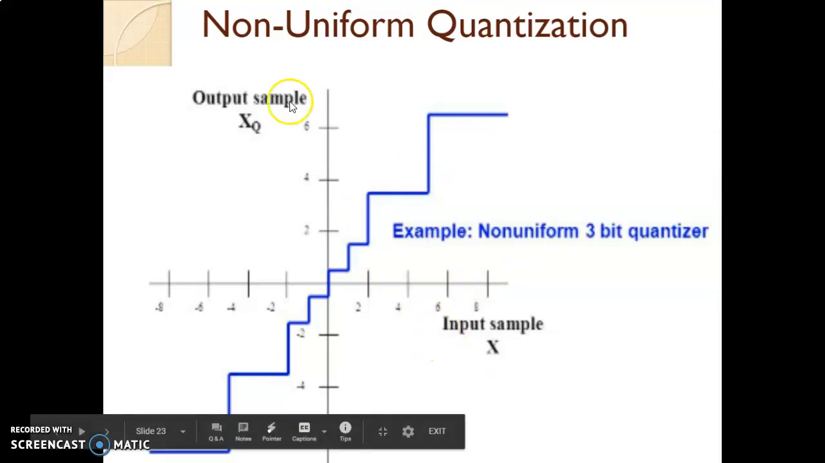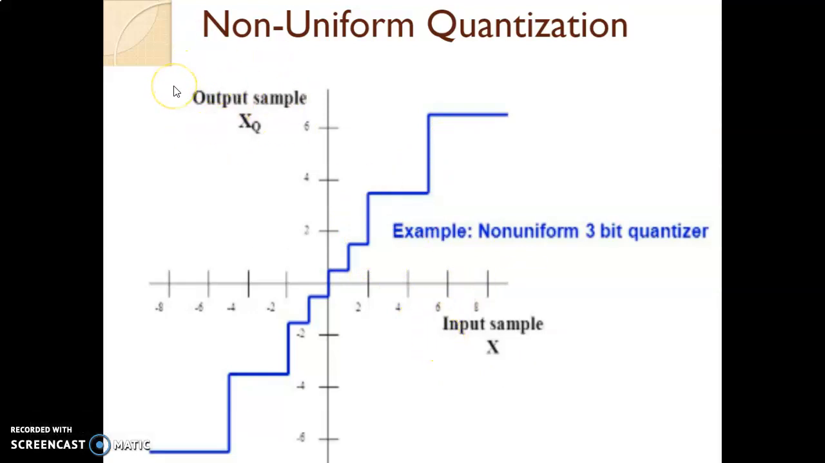So this is the input sample, this is the output sample, and non-uniform quantization will look at the input signal and adjust its step size accordingly. Because of that, non-uniform quantization is preferred for all types of speech signal, and the quantization error will be very less in case of non-uniform quantization as compared to uniform quantization.